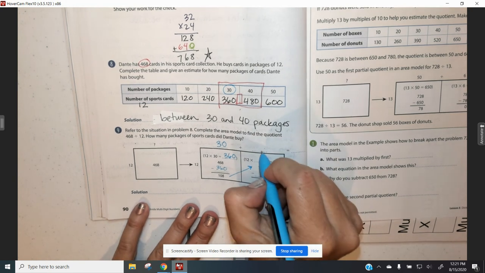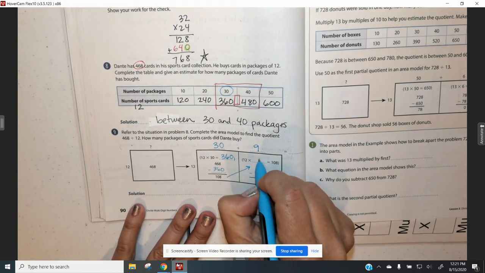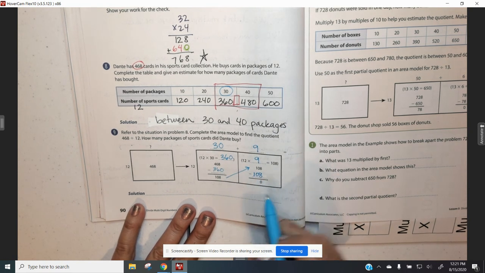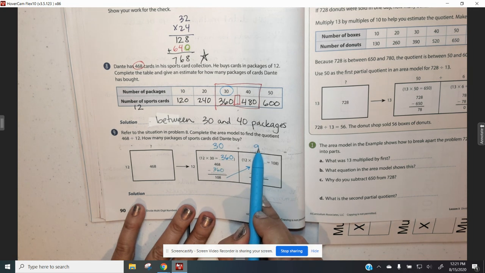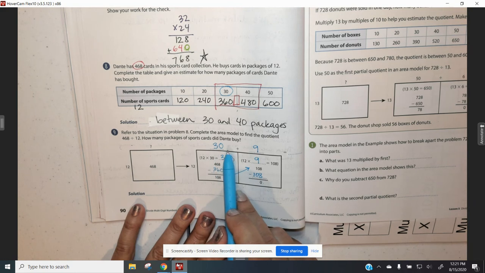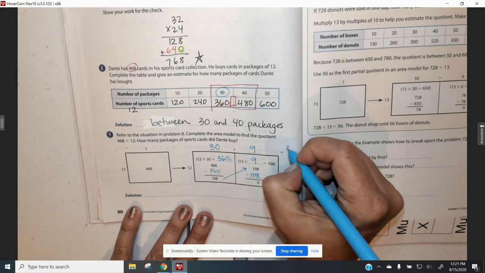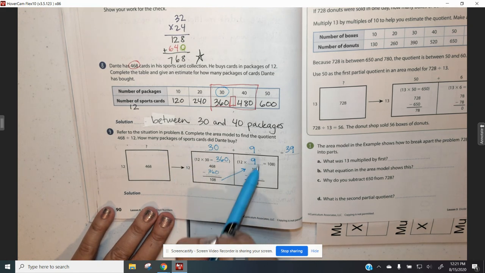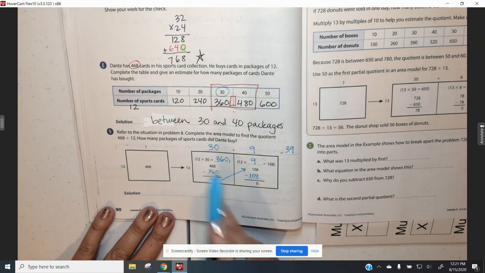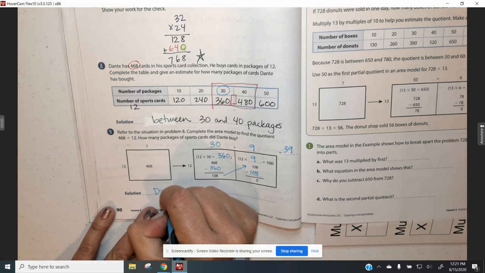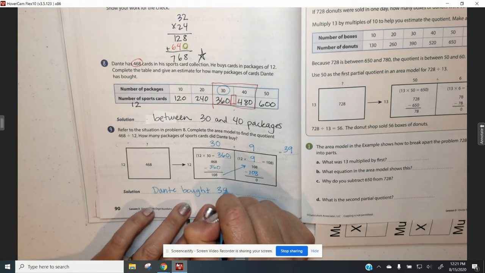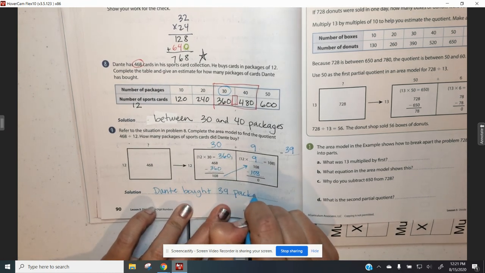All right, I hope that you found it, but 12 times 9 is 108. So we can write our 108 here. We subtract, we see that we have no remainder. So now we have our second partial quotient. So then when we add 30 plus 9, we get 39. So our answer of exactly how many sports card packages Dante bought: Dante bought 39 packages.